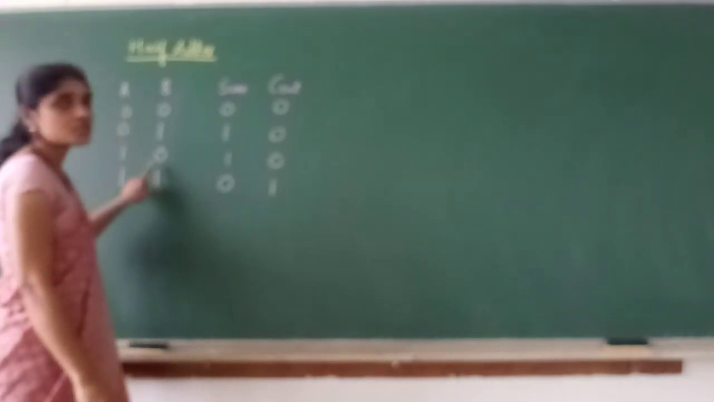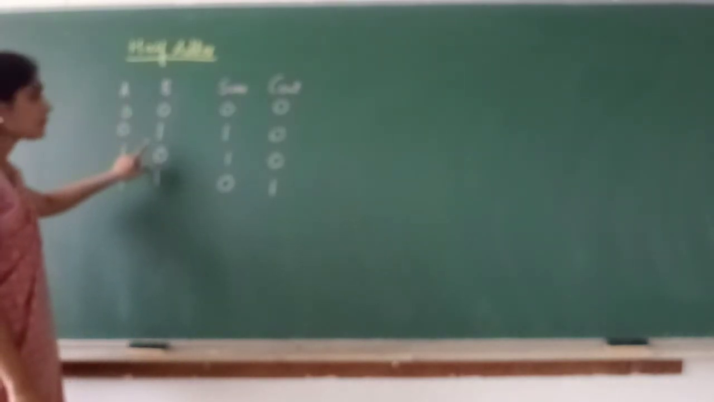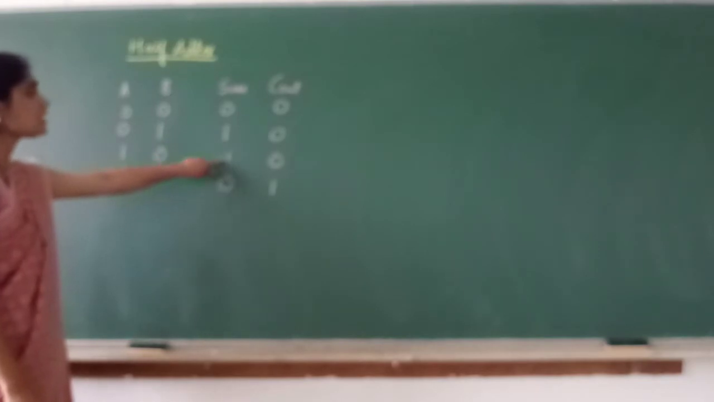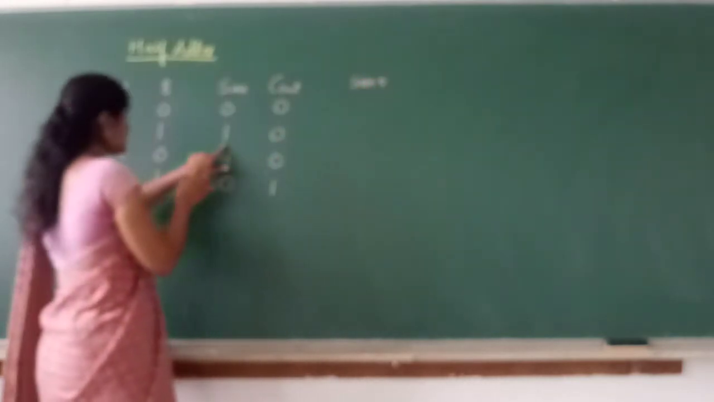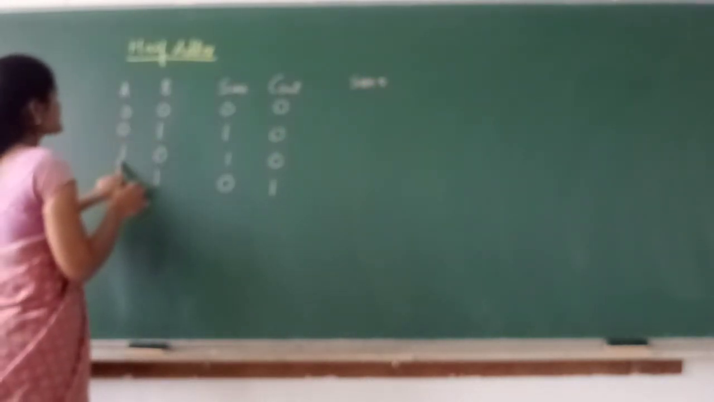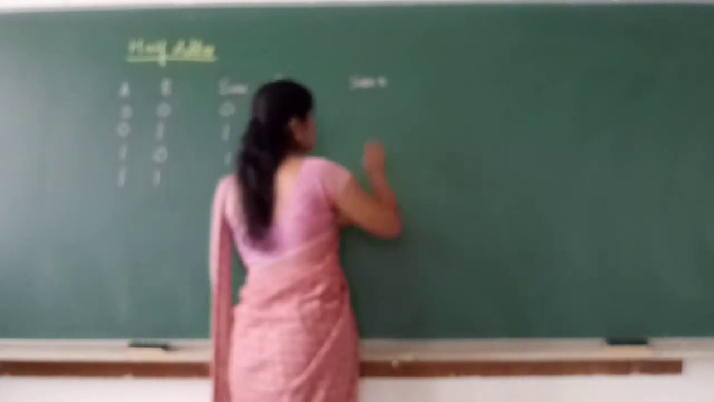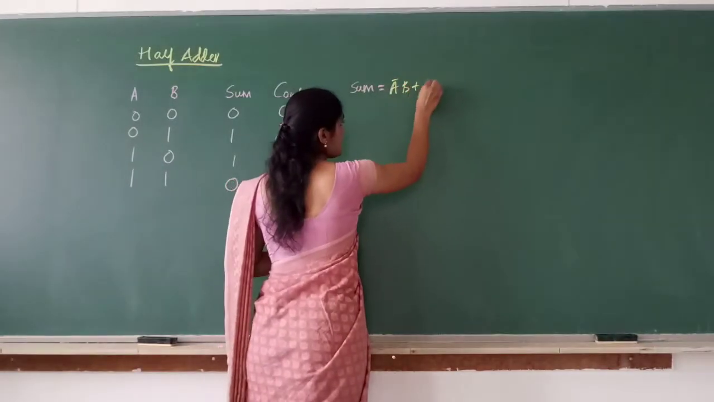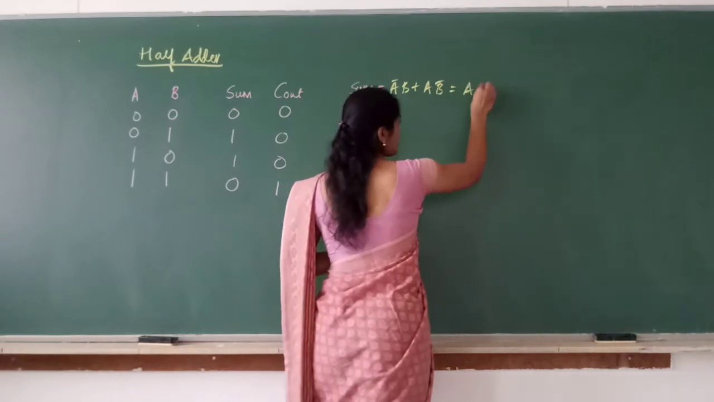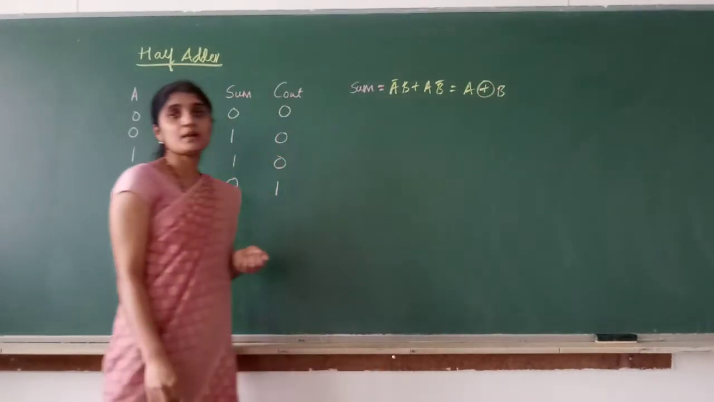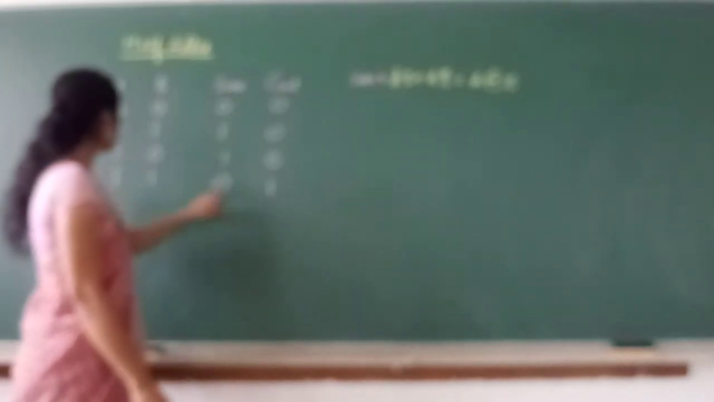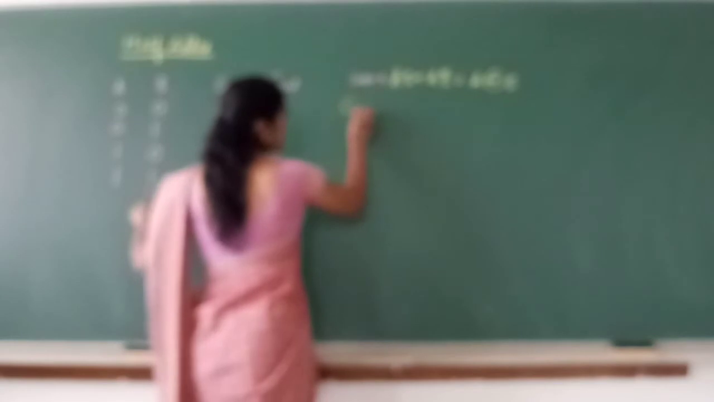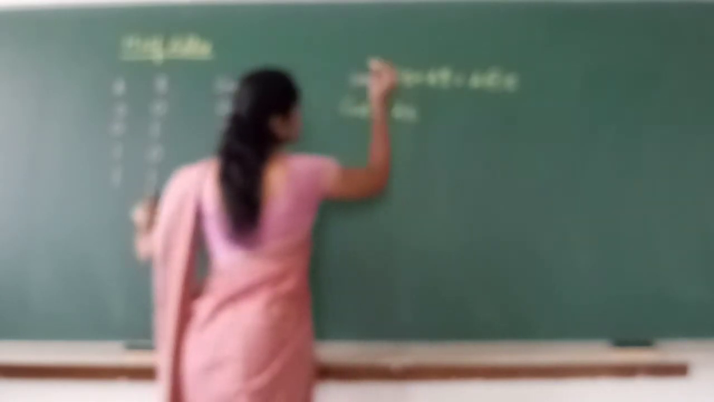Now let us write the equations and design half adder. To design, I should get an equation for sum and carry out. So what is the equation for sum? Sum is equal to A bar B plus A B bar. Correct? This can also be written as A XOR B. So sum can be written as A XOR B. And carry out is what? AB. So carry out, C out, is equal to AB. So these are the equations we have for half adder.